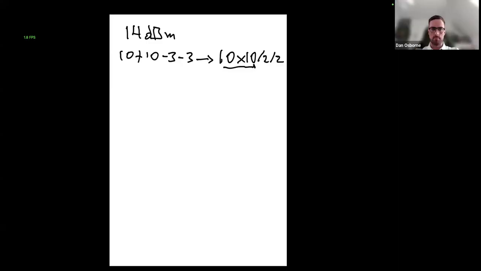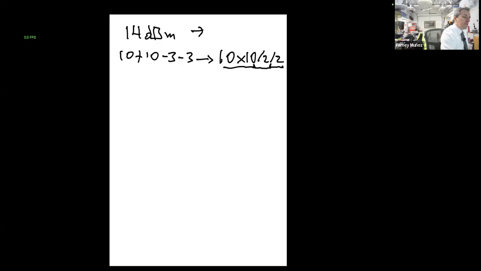50, and 50 divided by 2, 25. So 14 dBm is equal to 25 milliwatts. That's it. Just a trick. See, the problem is when you start trying to do math, you get lost. You end up with wrong numbers. Just plus, minus, tens, and threes. Learn the trick.